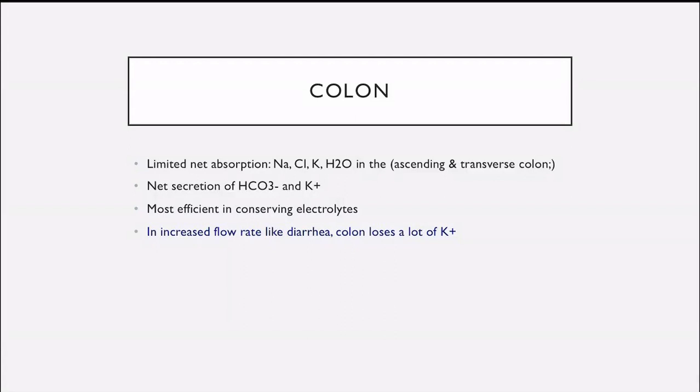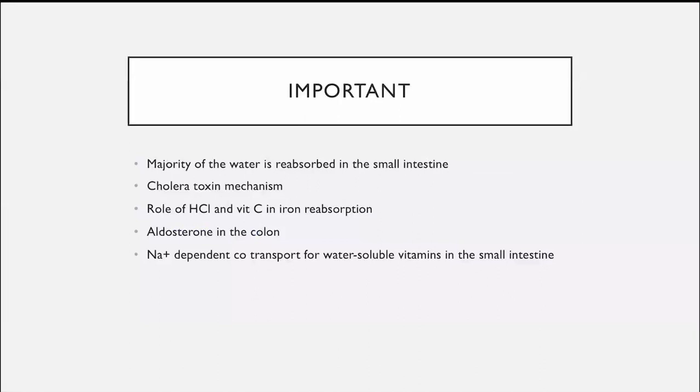So when you have a lot of aldosterone, you have a lot of absorption of sodium and a lot of secretion of potassium. That's going to cause hypovolemia and increased flow rate like diarrhea. Colon loses a lot of potassium this way. These are some important points that you need to focus on. Majority of the water is reabsorbed in the small intestine, and then the cholera toxin mechanism.